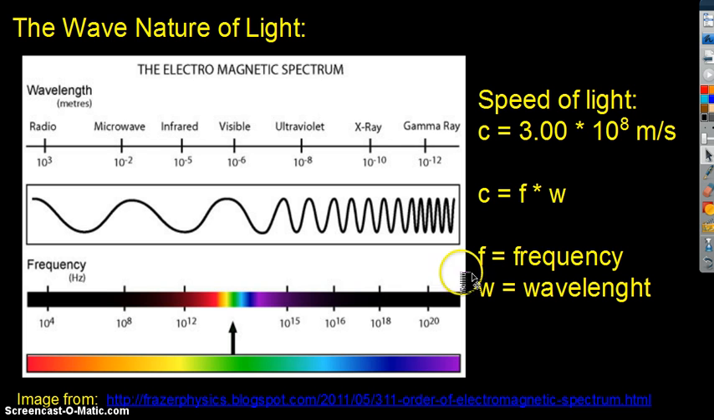You want to make sure you understand some things about light. The speed of light is 3 times 10 to the 8th meters per second. It's the fastest speed anything can go in the universe. The speed of light is related to frequency and wavelength. Here F is frequency and W is wavelength and C is the speed of light. If you multiply those two together, it's always the same constant.